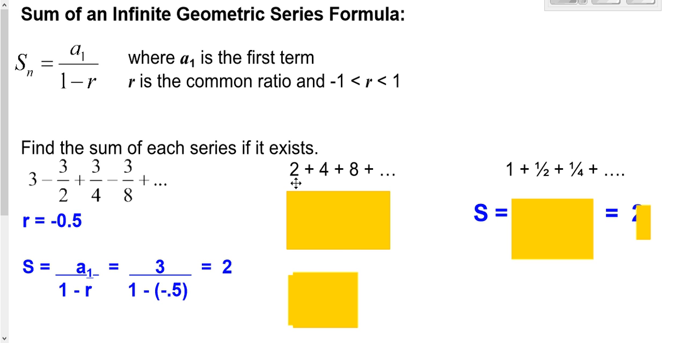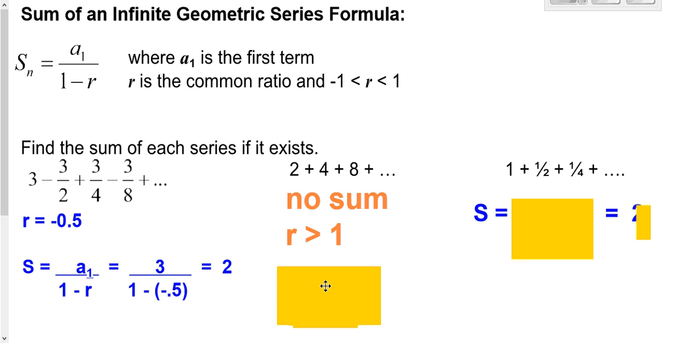Looking at this one here, we need to find your ratio. Most of you will see that you're just multiplying by 2 each time. So your ratio is 2. So it's not between 1 and -1, so we would say it has no sum.